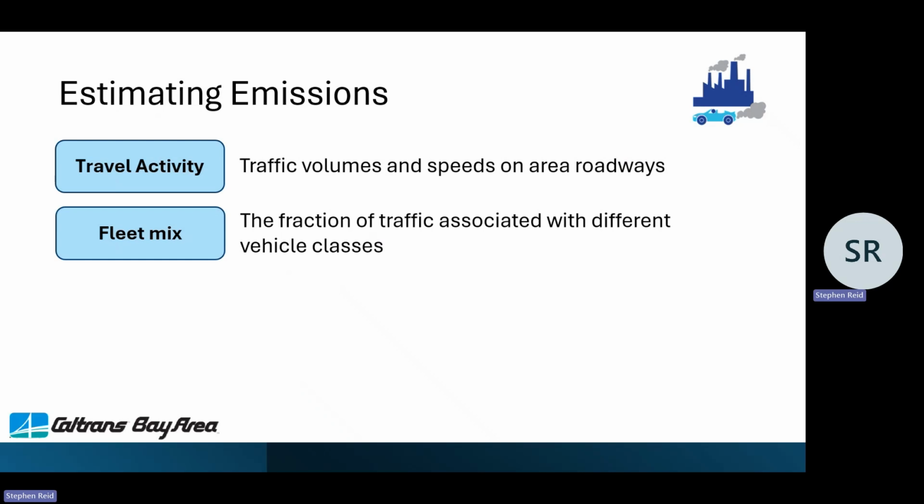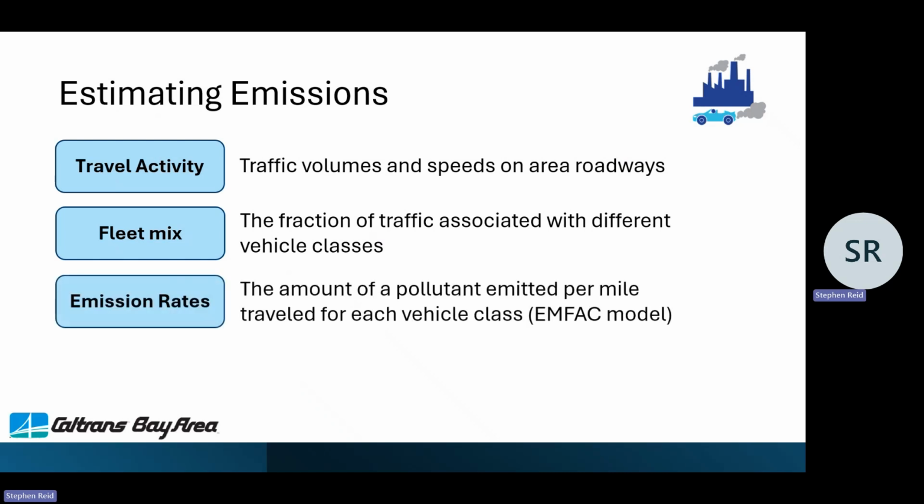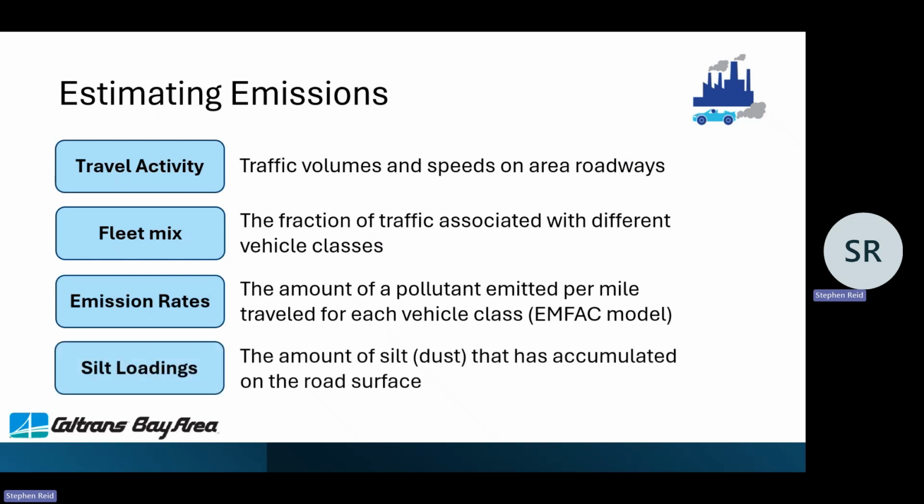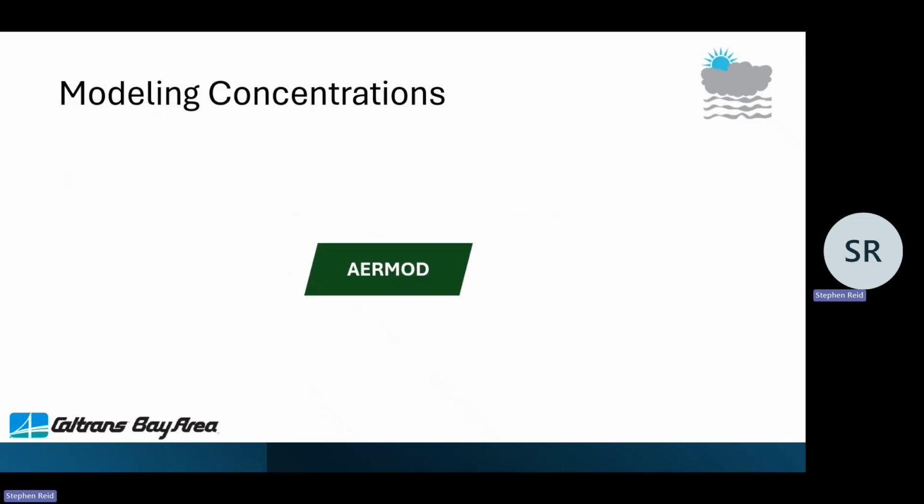Next, we need to understand the mix of vehicles in the local fleet. Information on the fraction of traffic associated with different vehicle classes comes from the travel demand model and the California Air Resources Board's EMFAC model. Data on emission rates also comes from EMFAC, which contains detailed information on how much air pollution is produced by different types of vehicles operating at different speeds. Lastly, to estimate emissions from resuspended road dust, we need to have an estimate of roadway silt loadings, or the amount of dust that has accumulated on various roads in the study area. Here, we will rely on silt loading values developed by the California Air Resources Board for different types of roadways.